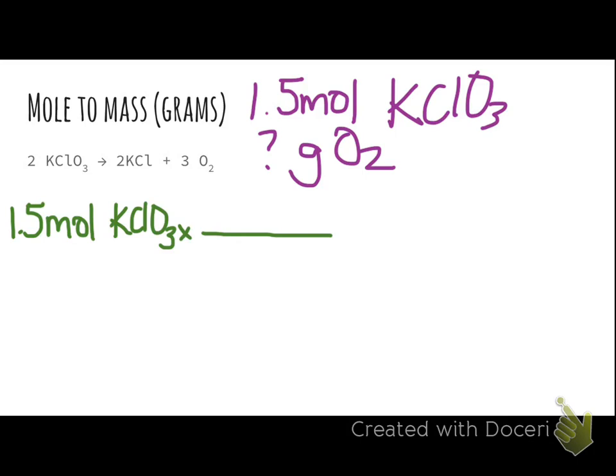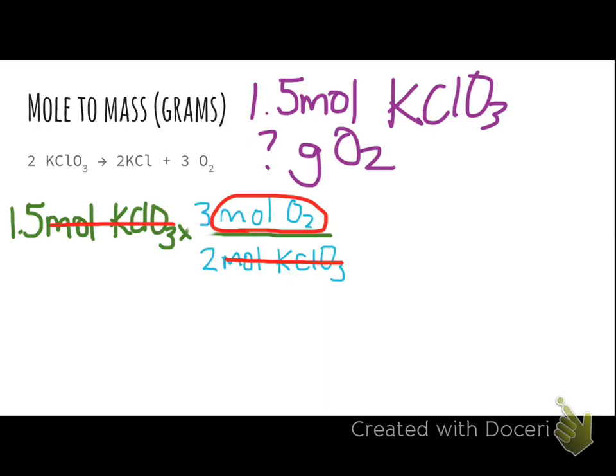Now I have to use that mole ratio that we wrote on the last slide. To get moles of KClO3 to cancel, it needs to be on the bottom. Two moles of KClO3 for 3 moles of O2. Check your units. What cancels? Moles of KClO3 cancel. So if I were to stop here, I would be left with what? I would be left with moles of oxygen.